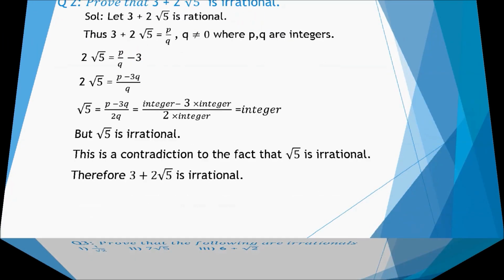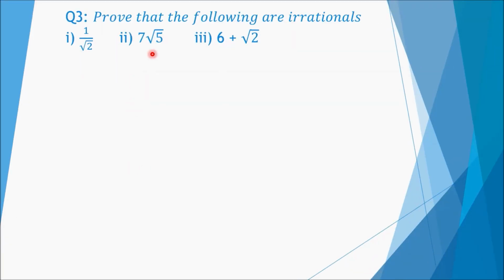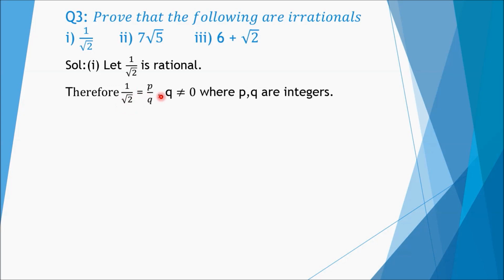So now we will move on to the next question. The next question is, prove that the following are irrationals. First part is 1 over square root of 2, second part is 7 square root of 5, and third part is 6 plus square root of 2. So first part, 1 over square root of 2. Again the same principle of contradiction: let 1 over square root of 2 be rational. So by definition 1 over square root of 2 will be equal to p by q, where q is not equal to 0 and p and q are integers.